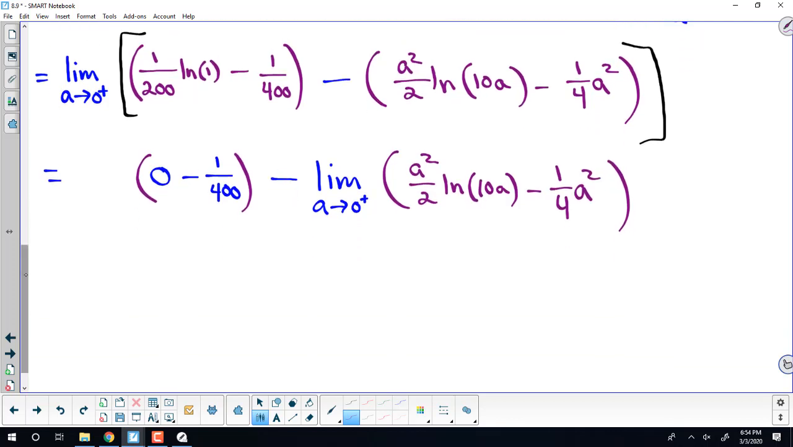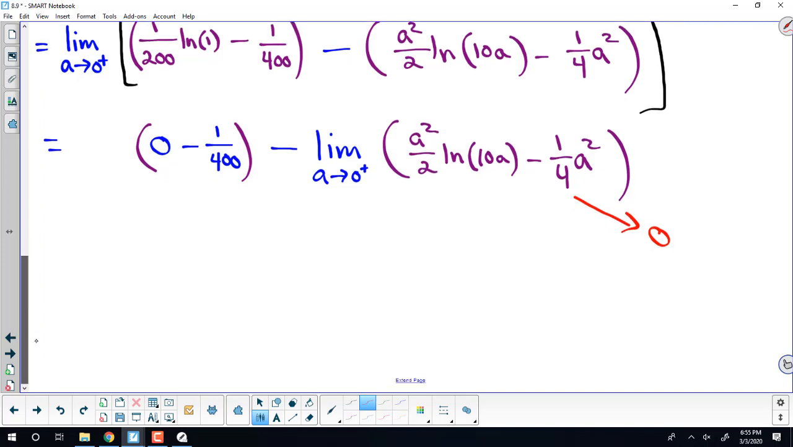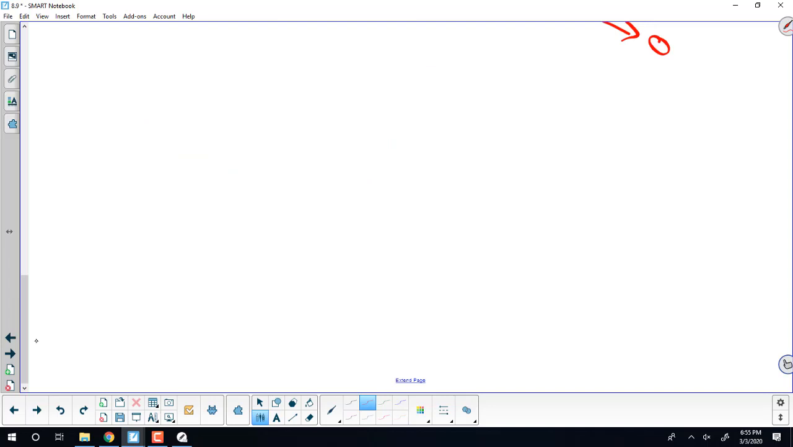Right. So we got a finite number here, but we've got to determine what this limit is. I think it's easy enough with this piece here, 1 over 4a squared. Of course, that's going to approach 0 as a approaches 0. So let's compute this other limit here below. The limit as a approaches 0 from the right. We have a squared over 2, natural log of 10 times a.